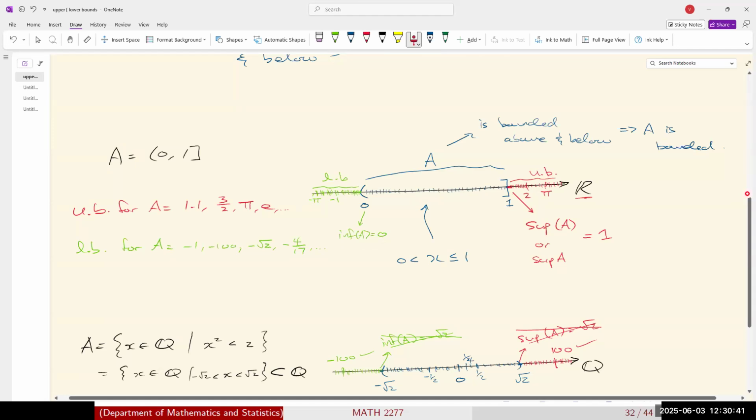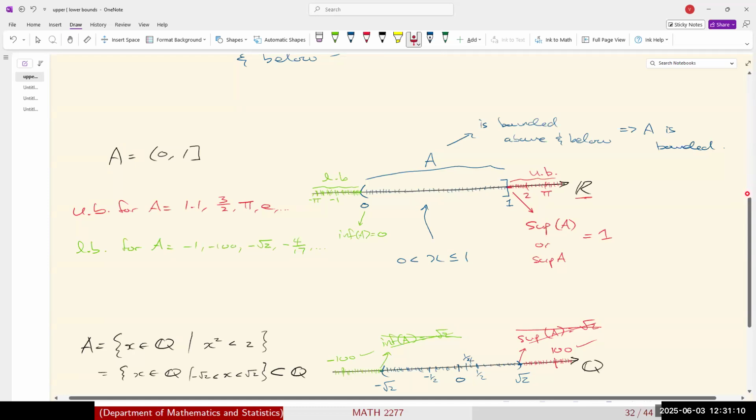And the answer is no, because I could come up with some really nasty looking sets where it's actually impossible to draw that, and it's very difficult to see what the supremum and the infimum of those sets might be. Okay, so even within the real numbers, there are some very difficult sets. So we will want to formalize all of this and prove it.